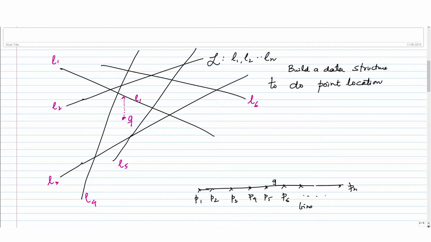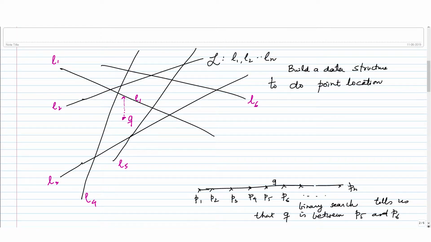So, binary search tells us that Q is between P5 and P6. Okay. So, for that I have to sort the points and build the data structure, and then I just do the binary search using the x coordinate of Q.